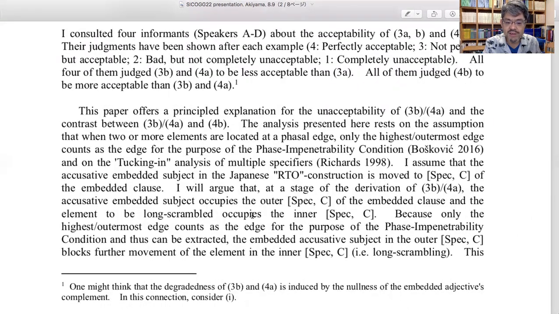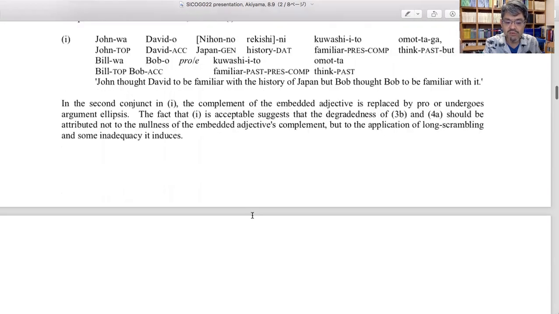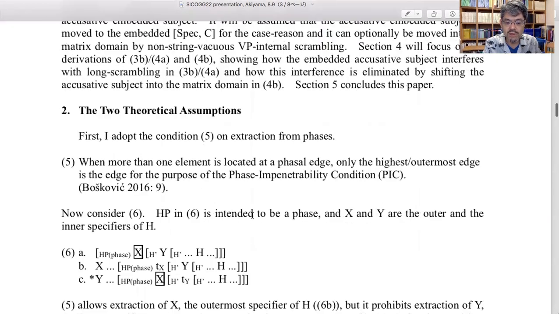This paper offers a principled explanation for the unacceptability of 3b and the contrast between 3b and 4b. Now, let's move on to section 2. Section 2 introduces the two theoretical assumptions that are relevant to my discussion.